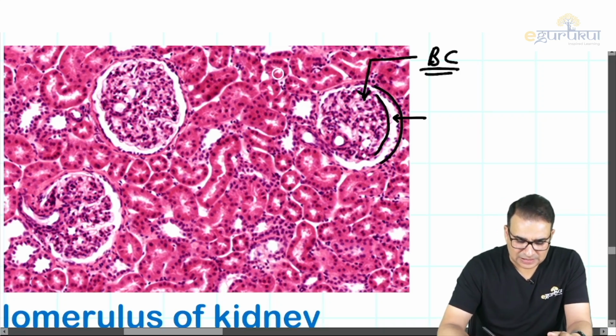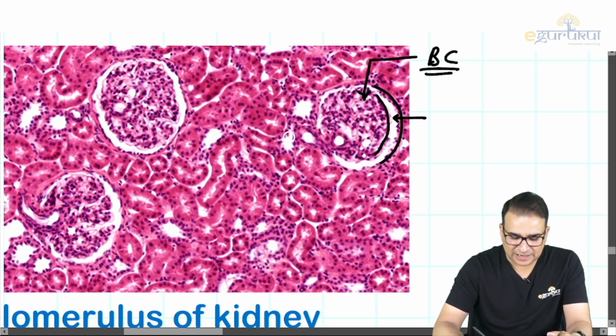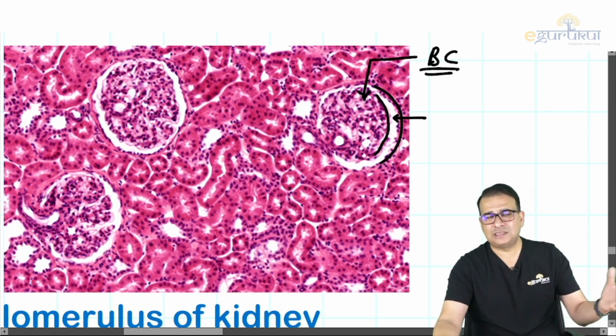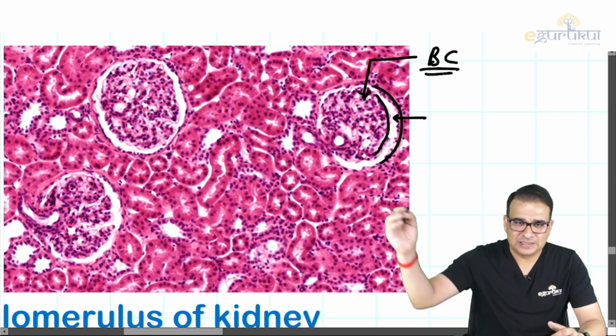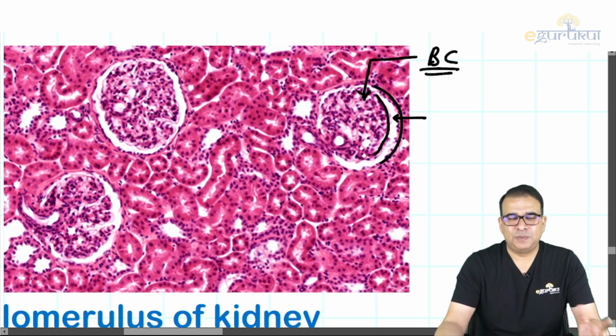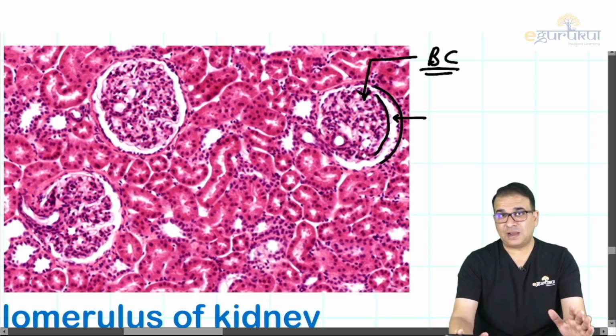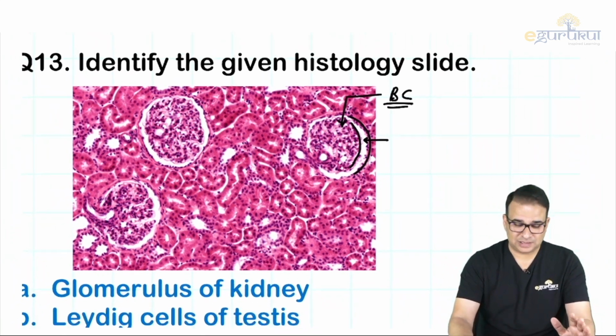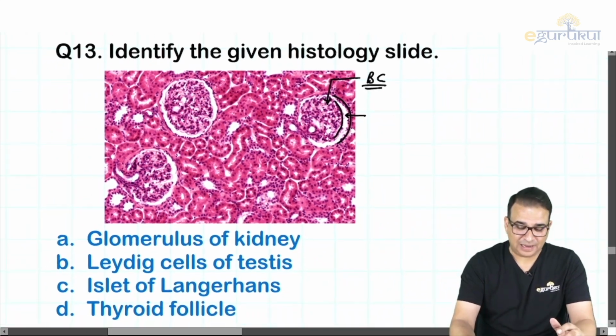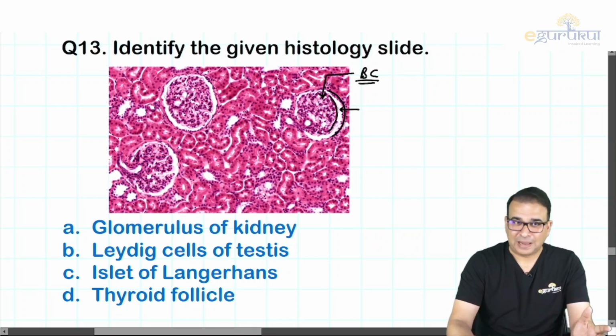You can even see the PCTs and DCTs inside here. The one with a hazy lumen is a PCT. The ones with a clear lumen inside are the DCTs. So the PCTs and DCTs can also be easily identified. Based on the feedback, I would say that the question they gave in the exam was a slide of a kidney and not of the pancreas.